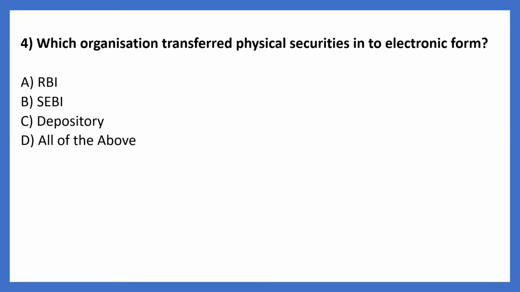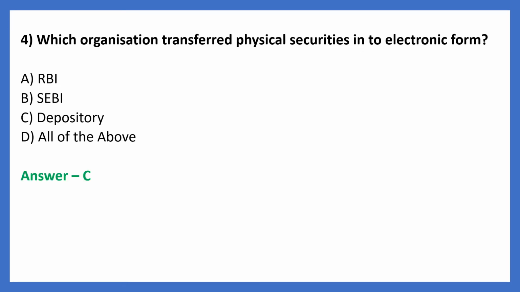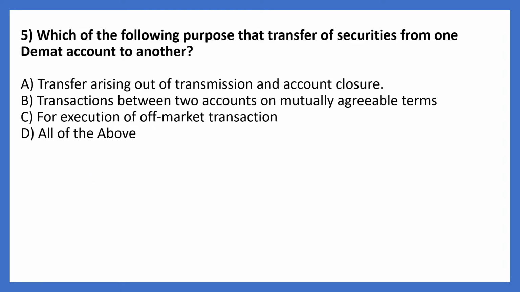Which of the following organizations transfers physical securities into electronic form? Option A, RBI, option B, SEBI, option C, Depository, and option D, all of the above. The correct answer is option C, Depository. Next question. Which of the following are purposes for transfer of securities from one Demat account to another? Option A, transfer arising out of transmission and account closure. Option B, transactions between two accounts on mutually agreeable terms. Option C, for execution of off-market transaction. Option D, all of the above. The correct answer is option D, all of the above.